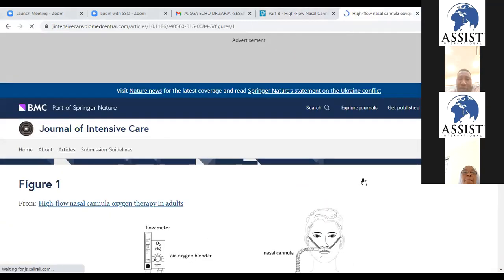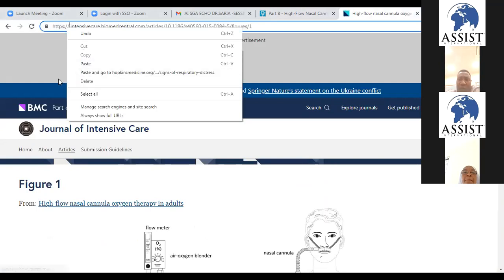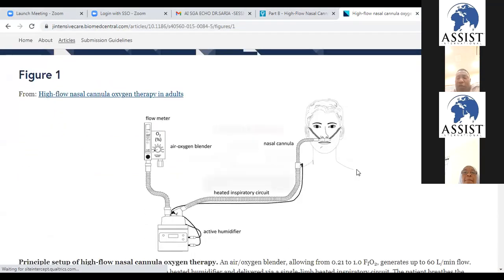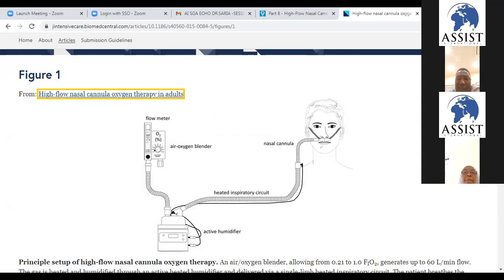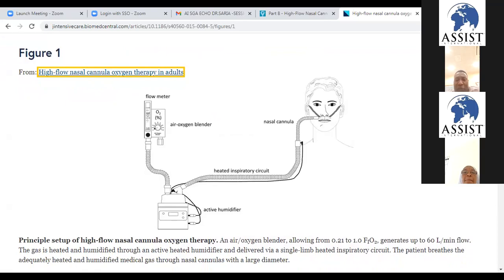Okay, so high flow nasal cannula oxygen therapy. First of all we have to understand the physiology of the respiratory system. Under normal circumstances, we usually consume about 20 to 30 liters of oxygen in a minute. This is the normal consumption. So when we are giving oxygen to a patient with more than this basal need, we call this high flow oxygen therapy.